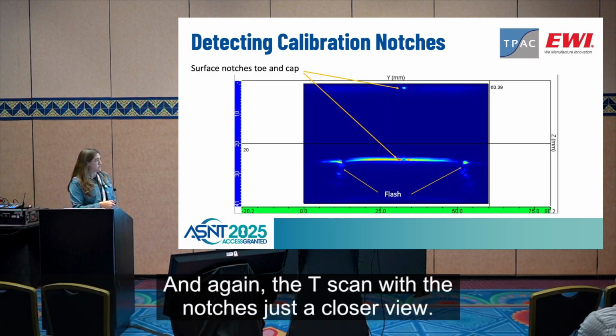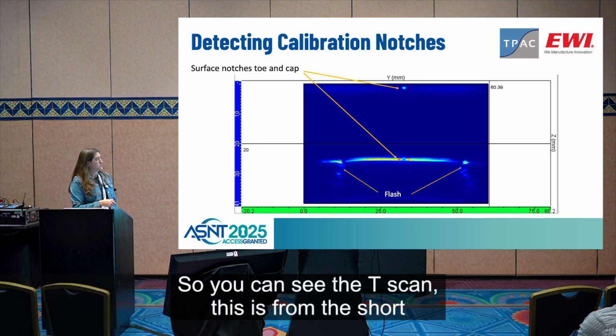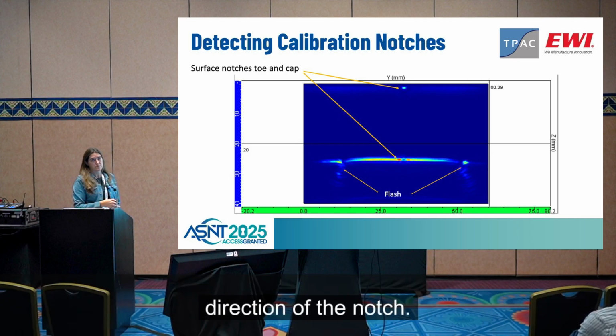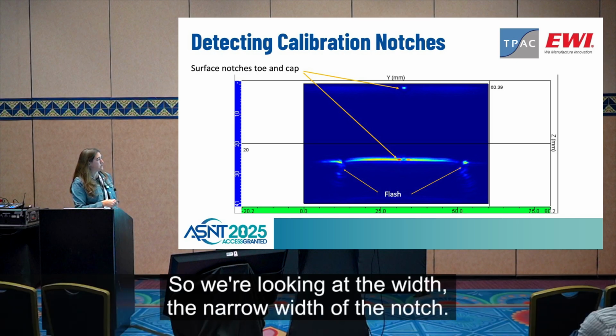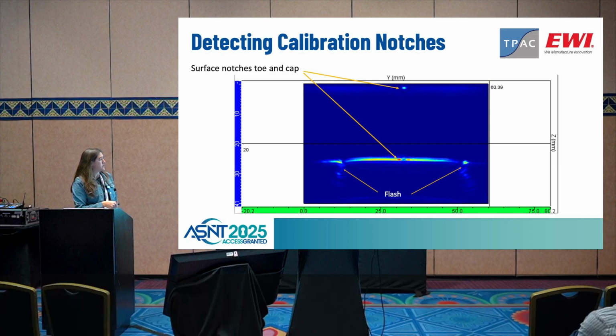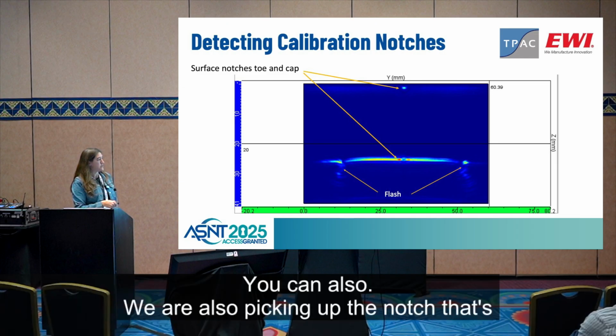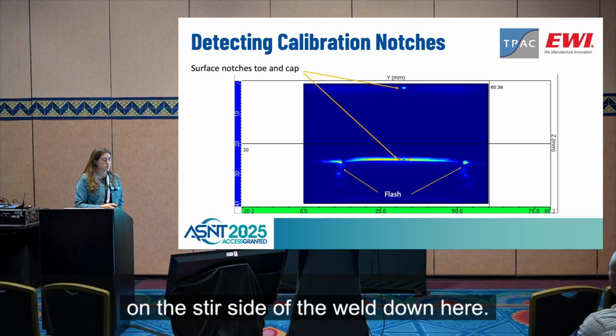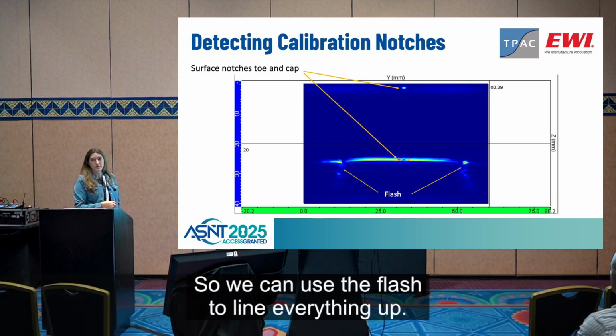And again, the T-scan with the notches, just a closer view so you can see the T-scan. This is from the short direction of the notch, I guess. So we're looking at the width, the narrow width of the notch. We're also picking up the notch that's on the stir side of the weld down here. And then again, our flash. So we can use the flash to line everything up.